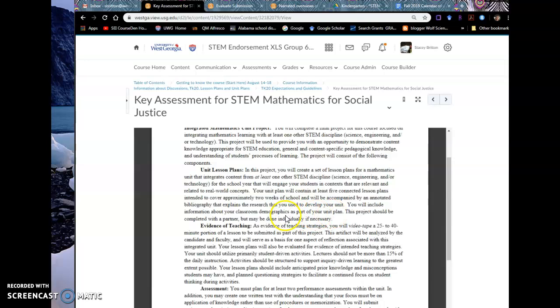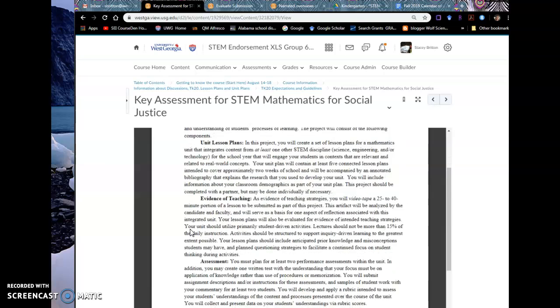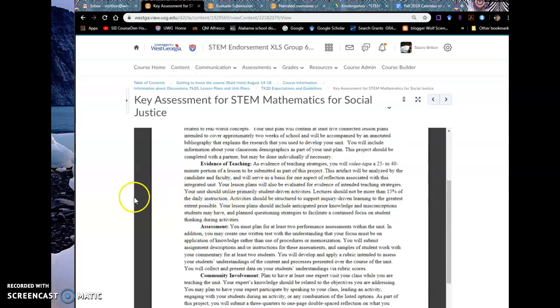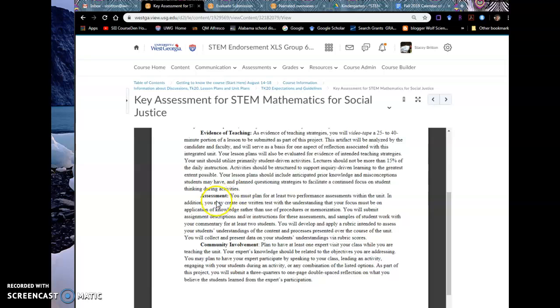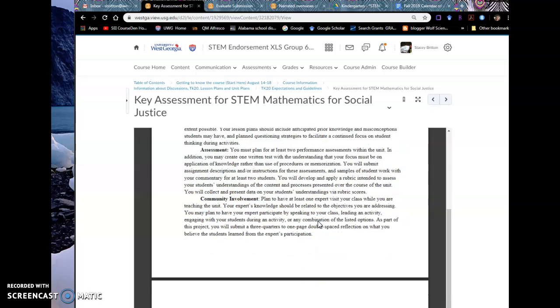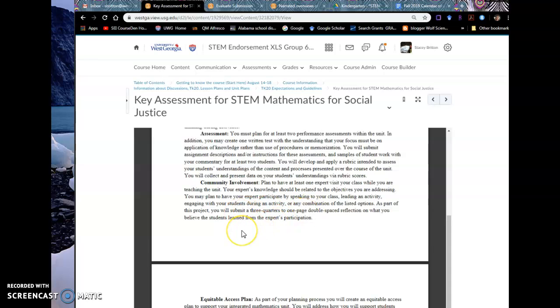The demographic information, all of those are things that you have already completed in your contextual information. Evidence of teaching, the teaching video that you've recorded, and then the reflection that you will write on that subsequent teaching. Assessments, exact same information as you saw on the science unit. Community involvement, again, the same thing.